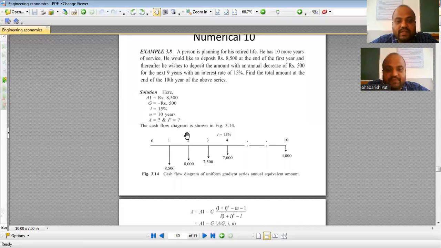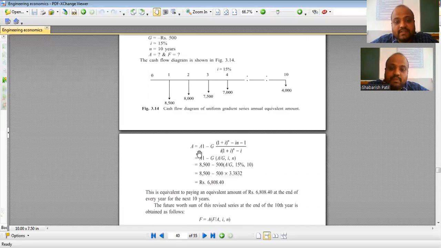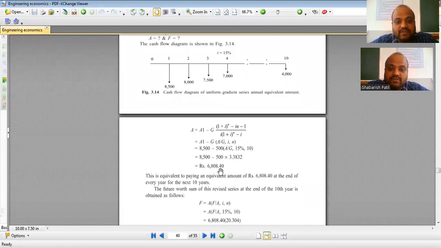So this is my cash flow diagram here. G is decreasing at the end of every period. So the formula is this. All the data are given. Substitute them. You will get equivalent annuity as rupees 6,808.40.